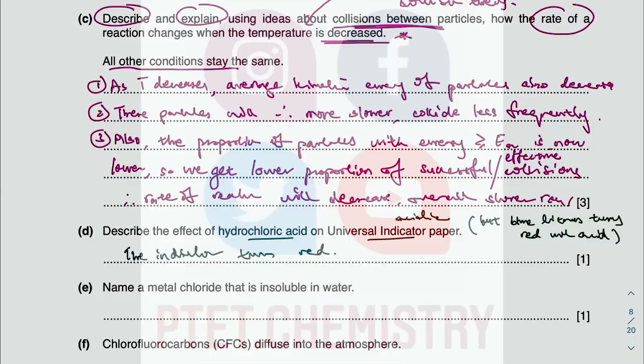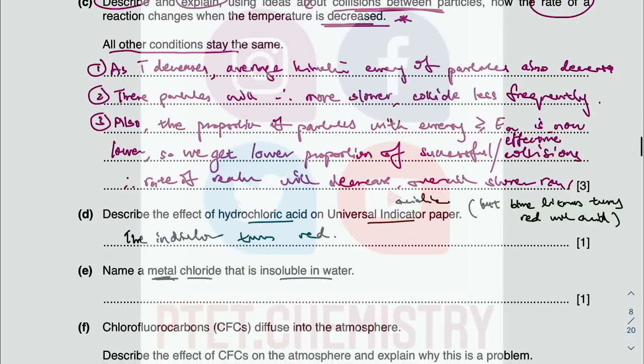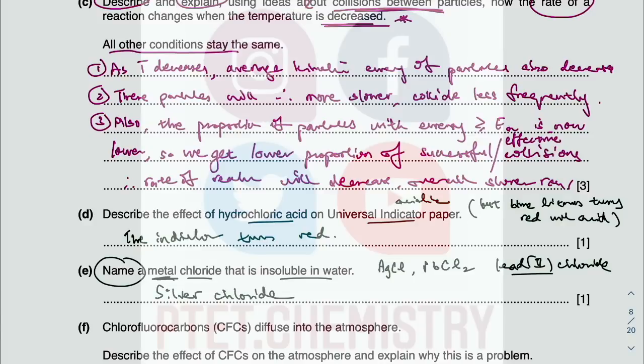Okay, name a metal chloride insoluble in water. All chlorides are soluble in water apart from silver chloride and also lead(II) chloride. Lead(II) means Pb2+ and Cl minus, oxidation state, yeah, so you have 2 Cl minus there to balance things out. They want a name, so you have to write down the name. So silver chloride, or you can write down lead(II) chloride, but not the formula, because this is formula, this is name. So be very careful.